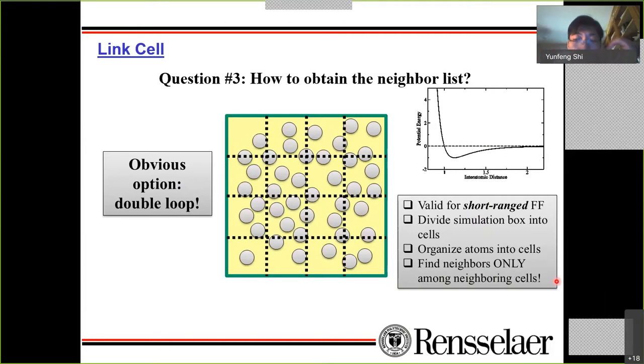Go through the first person, second person, and I will calculate the distance. If they are within a certain distance, I will call it my neighbor, right? You can go through one all the way to 40, and I will get all my neighbors. And the second person goes through 1 to 40, getting all the neighbors for the second person, all the way down. So you have a loop 40 times 40.